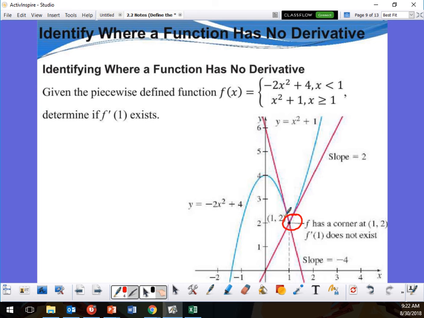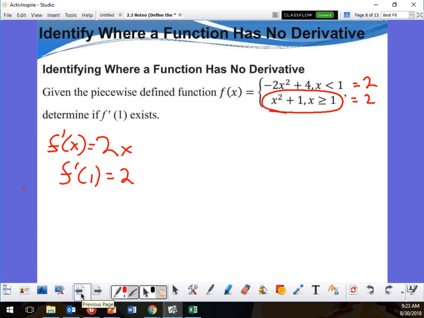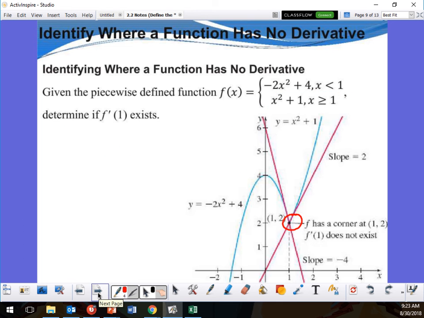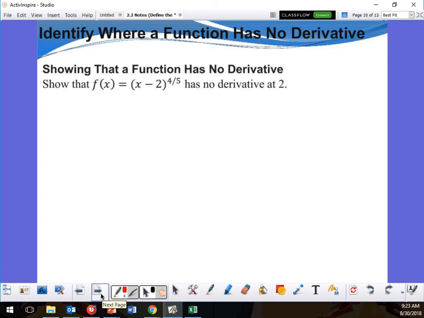What not to do, okay? You've got to make sure you go back and double check it. Right here, let me see, f prime of the top would be -2x, so f prime of 1 would be -2. It's changing directions, it's not the same, so therefore, bam. So don't make my mistake, okay? Change the sign.